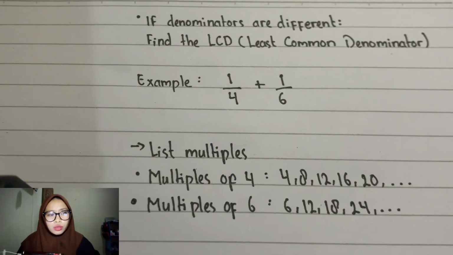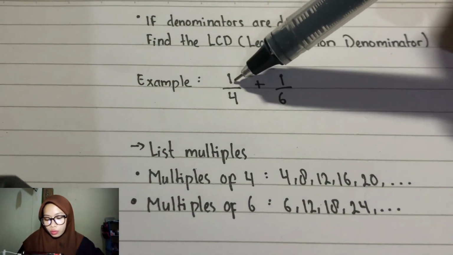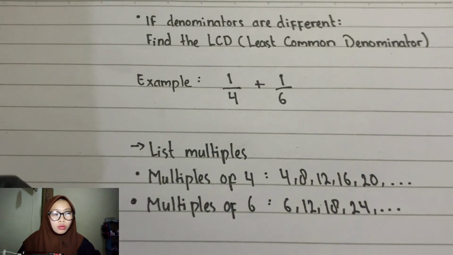And next, what if the denominators are different? We need to find the LCD, or least common denominator, which is the smallest number that both denominators can divide into. For example, we have 1 over 4 plus 1 over 8. Okay, so how do we find the LCD? There are two ways. The first one is to list the multiples of both numbers and choose the first common one. And second, use prime factors or multiplication if necessary.